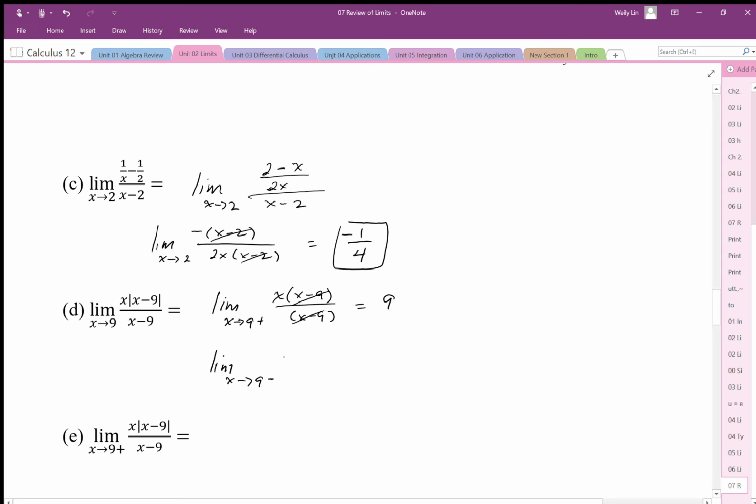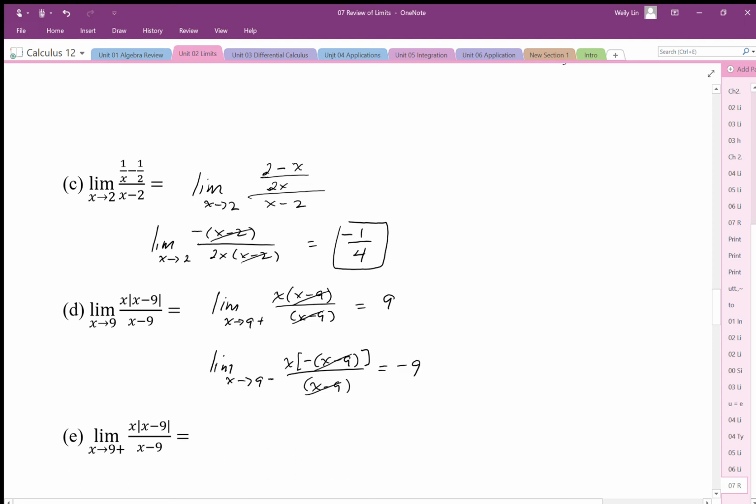So we're going to have this negative x minus 9, because we got to flip it around because this is actually a negative. We got to make it a positive with that extra negative here. And then we're going to have x minus 9. Well, those cancel out. I have a negative 1. This x becomes 9, and we end up with negative 9 from the left-hand side.